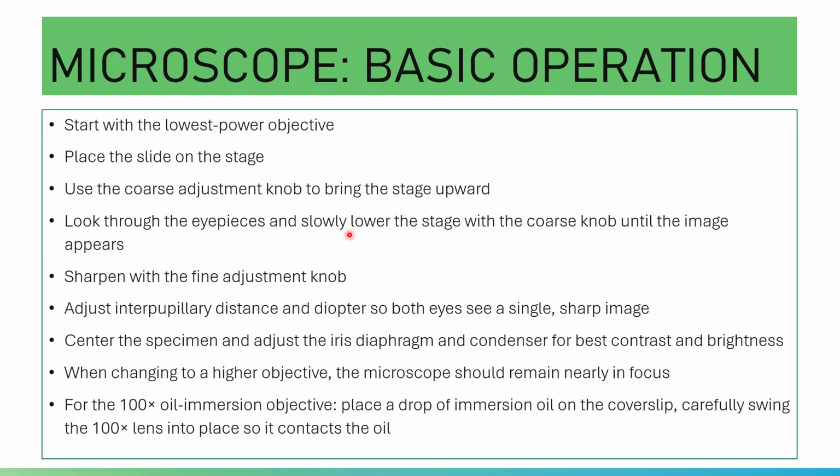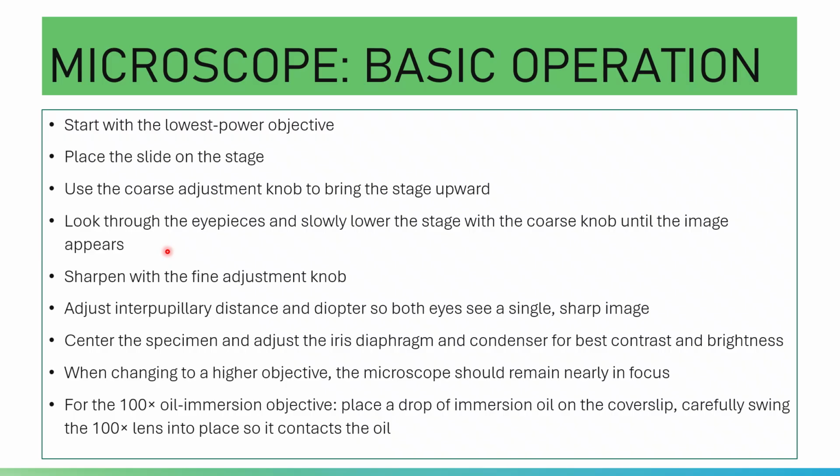Again, while looking from the side, you bring up the stage close to the objective using the coarse adjustment knob. And then look through the eyepieces and slowly lower the stage with the coarse knob until the image appears.